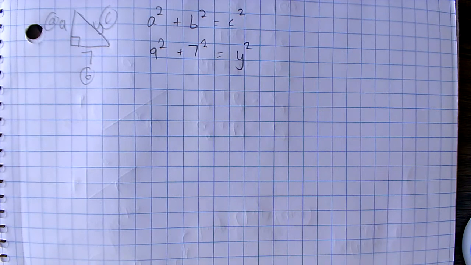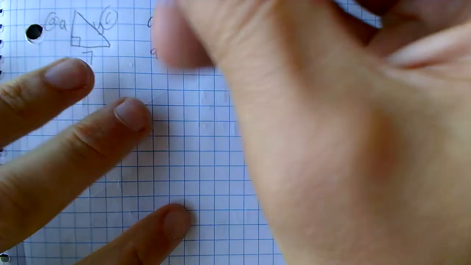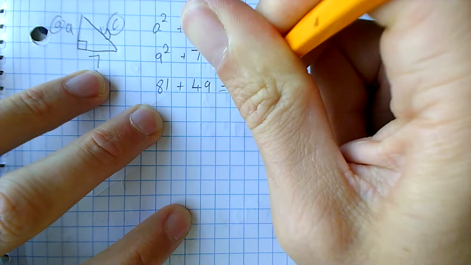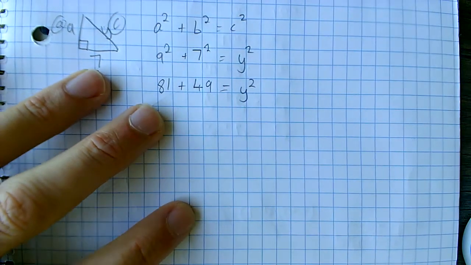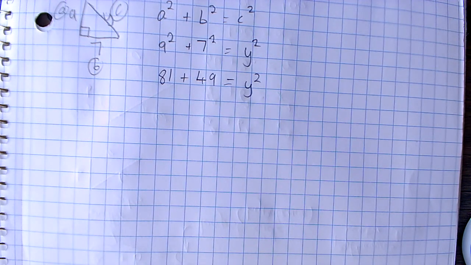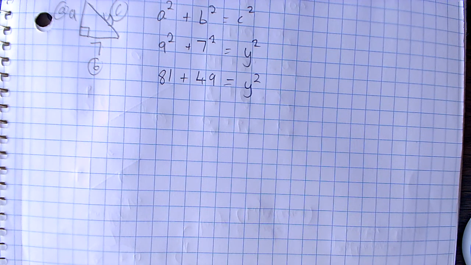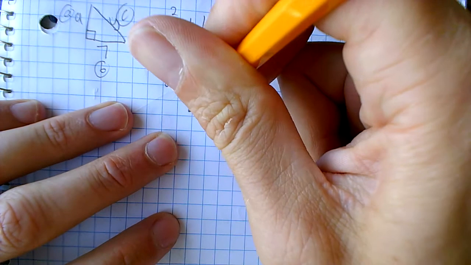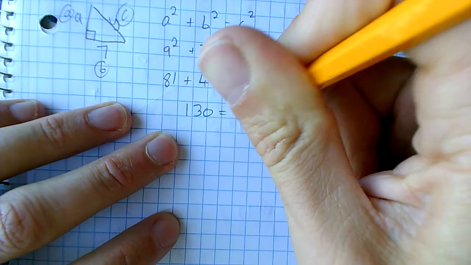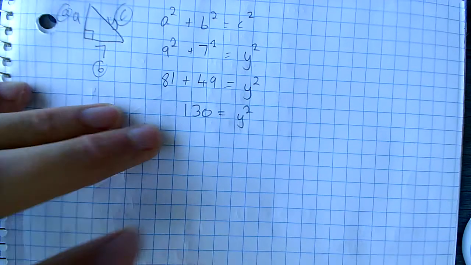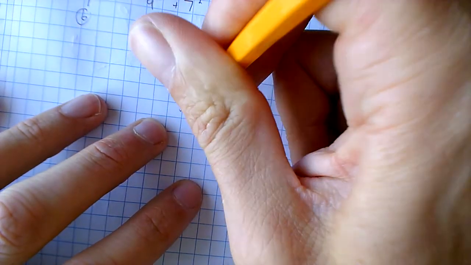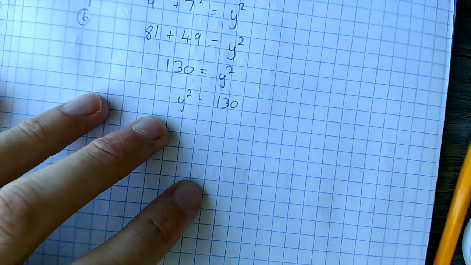I'm not going to use my calculator yet, because I know what 9 times 9 is, it is 81, and I know what 7 times 7 is, it is 49, okay? So I get 81 plus 49 is y squared, okay? And then I've just got to add the 81 and 49 together, which, again, I'm not going to use my calculator, and I believe it comes to 130. 130 equals y squared. Or, if I write it the other way around, y squared equals 130.